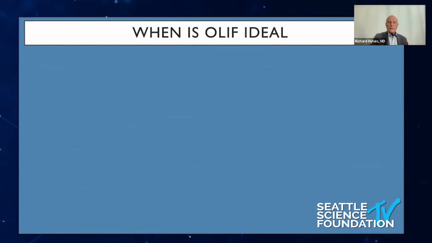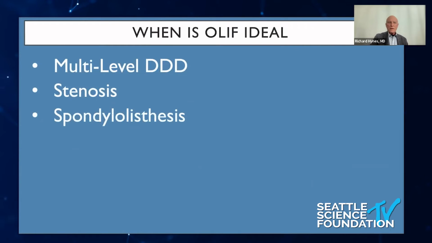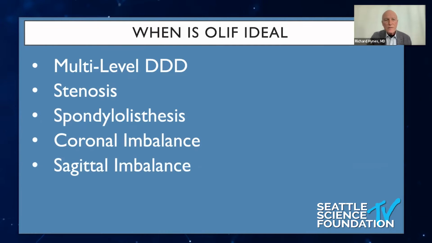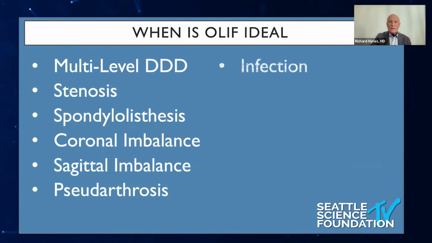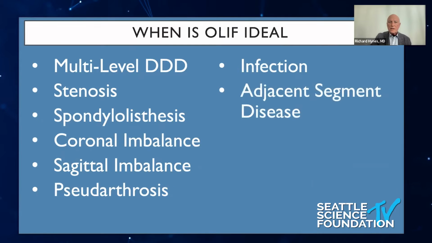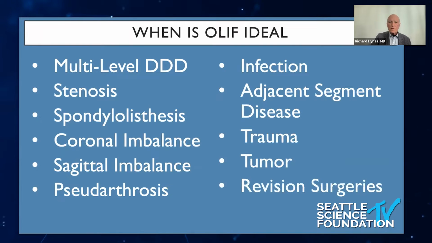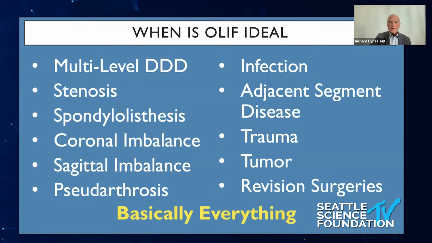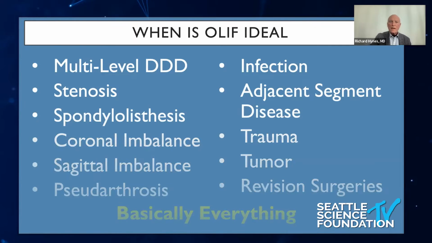So when is OLIF ideal? Multi-level degenerative disease, stenosis, spondylolisthesis, coronal imbalance, sagittal imbalance, pseudoarthroses, infection, adjacent segment disease, trauma, tumor, revision surgeries, just about everything. And this is also true of lateral surgery, not just OLIF. But I think OLIF in particular has some additional advantages.